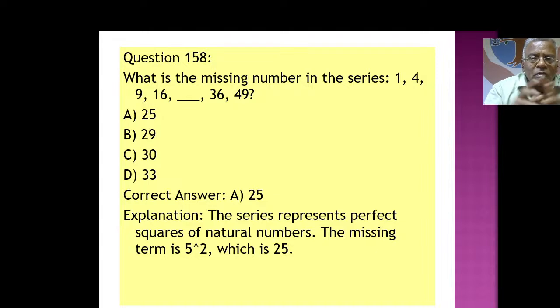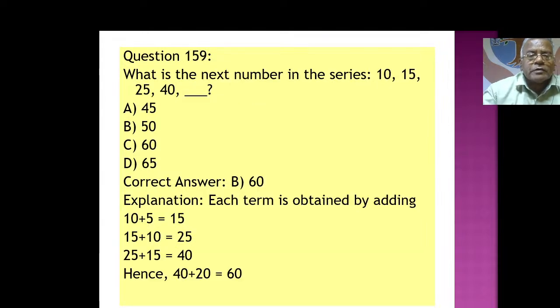Right? So the perfect square of number 5. Right? 5 into 5, 25. So this is how you have to analyze. The series represents perfect squares of natural numbers. The missing term will be 5 square, that is 5 into 5, 25.